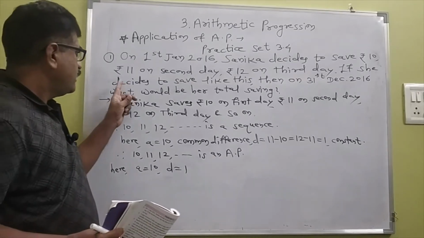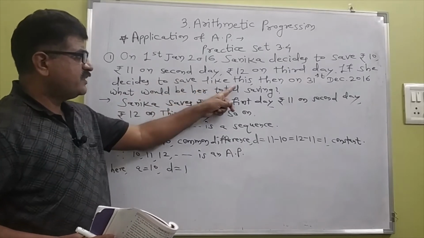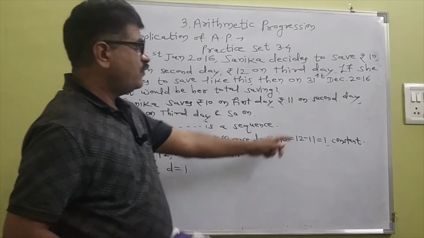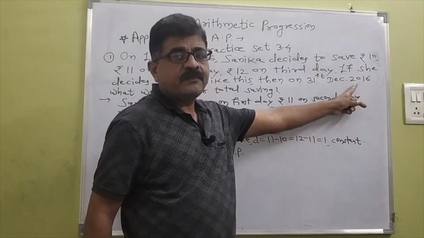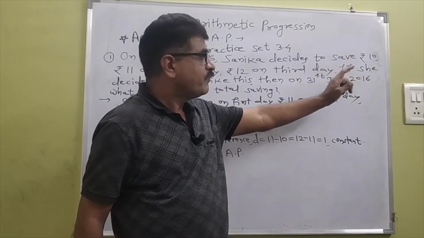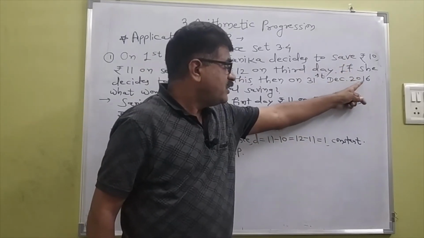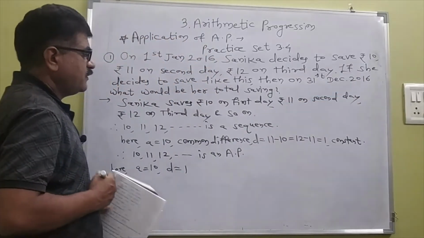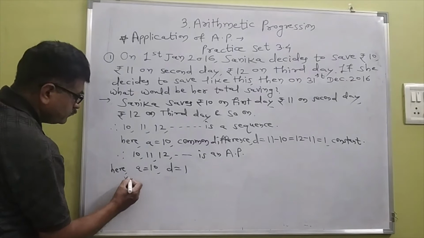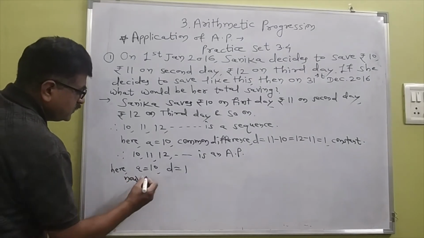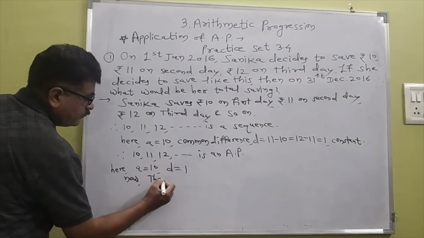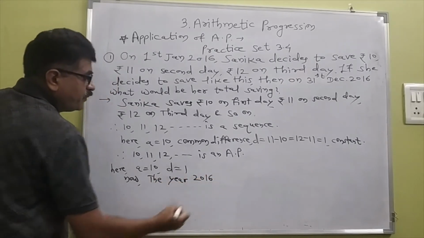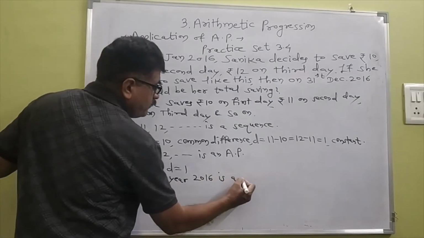Now we have to find, if she decides to save like this, her saving on 31st December 2016. Now we know that 2016 is a leap year. Why? Because it is divisible by 4. Therefore, the year 2016 is a leap year.